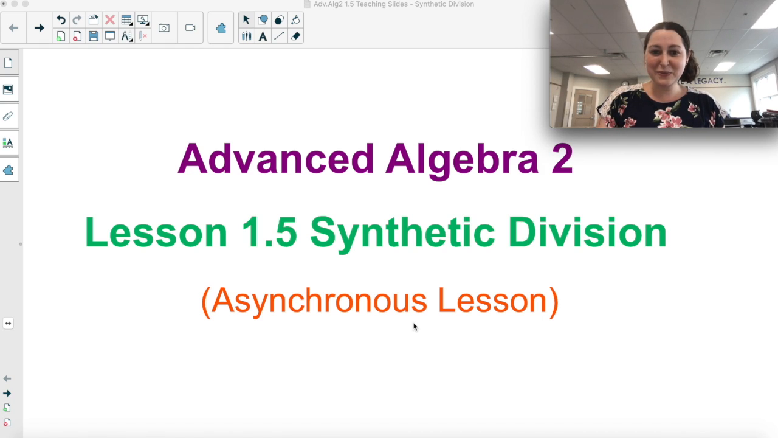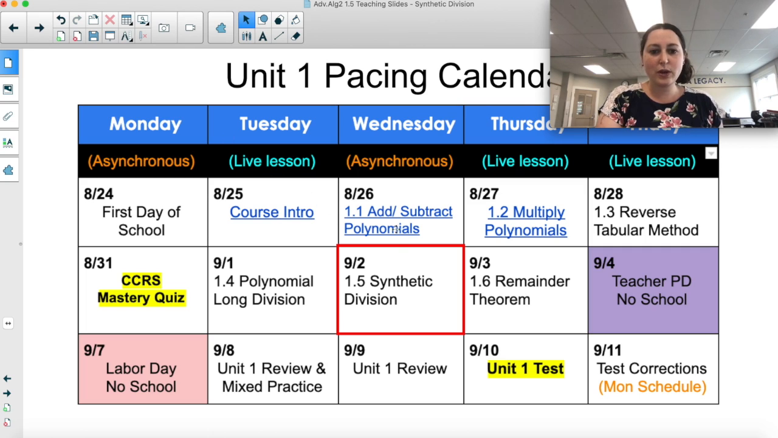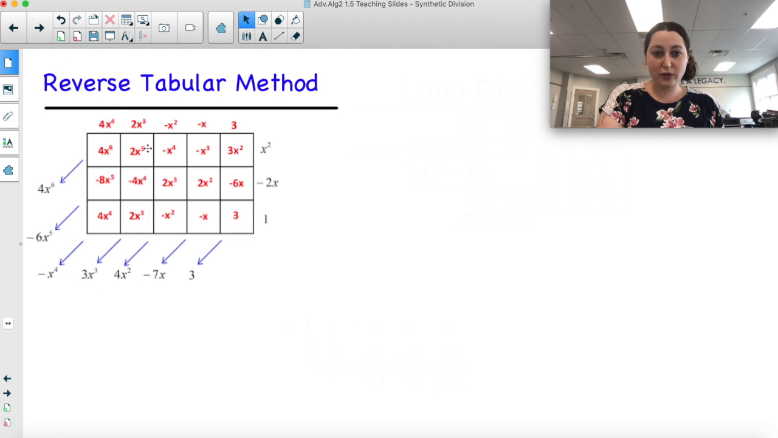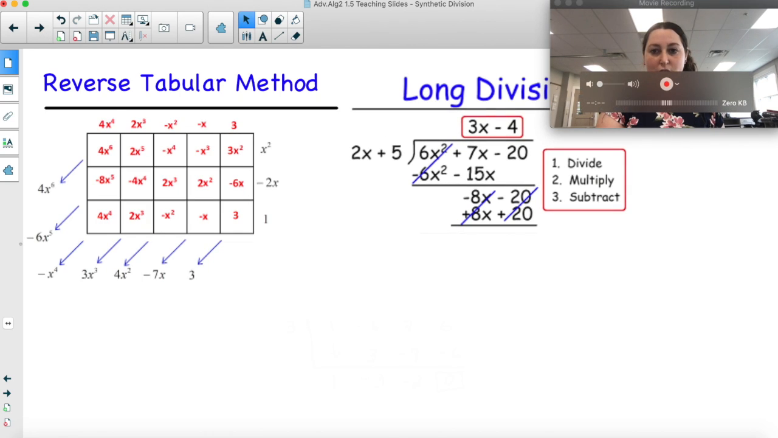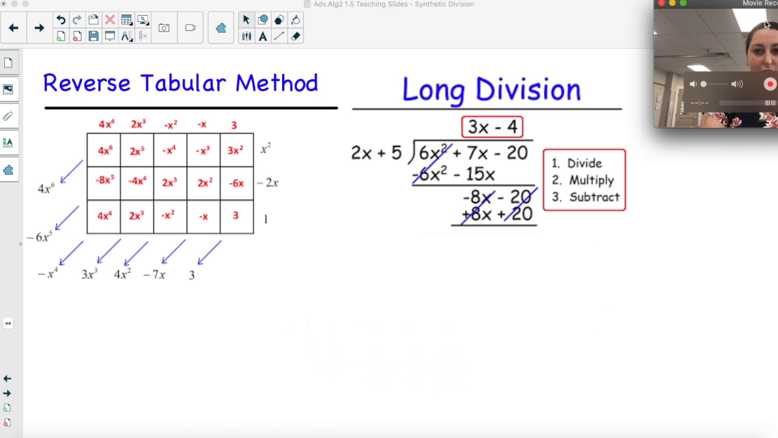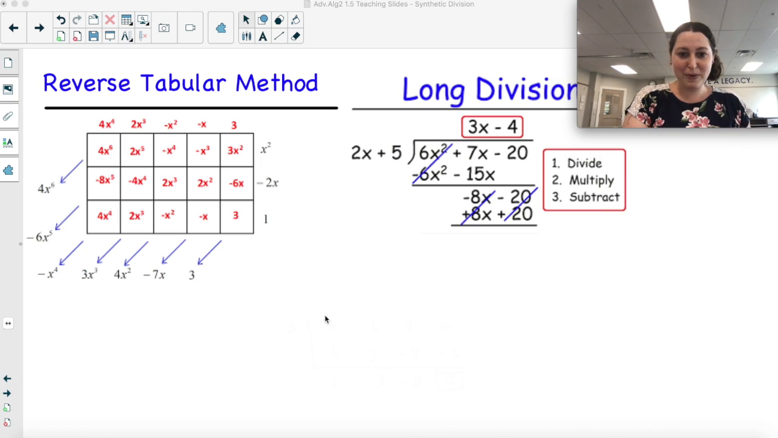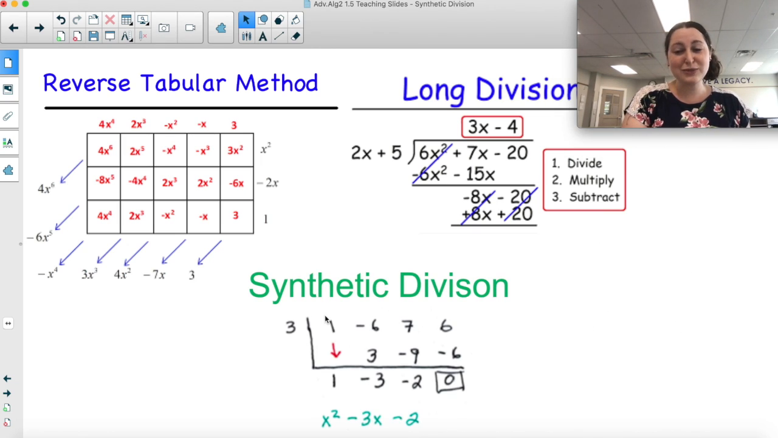All right, welcome to lesson 1.5, synthetic division. So far this unit, we've learned how to add and subtract, how to multiply. We learned two different methods for dividing: the reverse tabular method and long division. Today we're going to learn a third method called synthetic division. This is really like a shortcut to long division. It's much, much simpler, and I guarantee you're going to like it better.